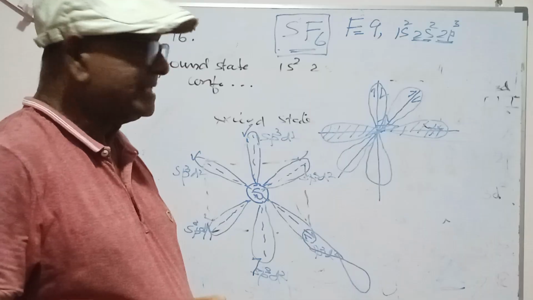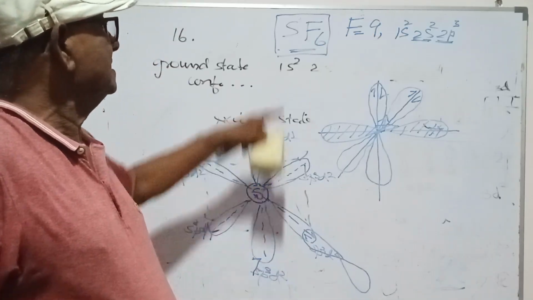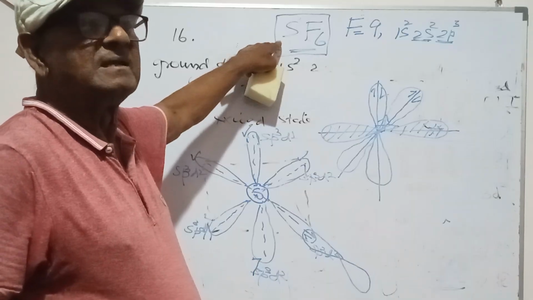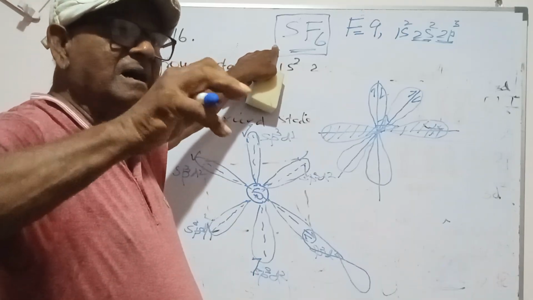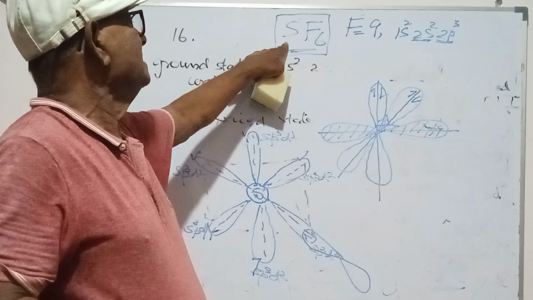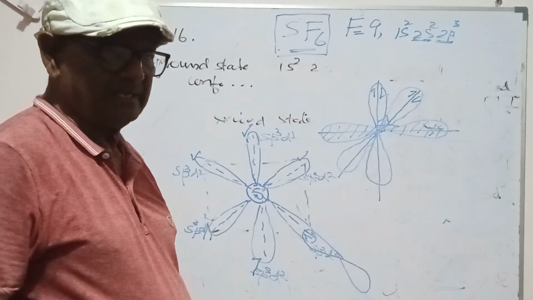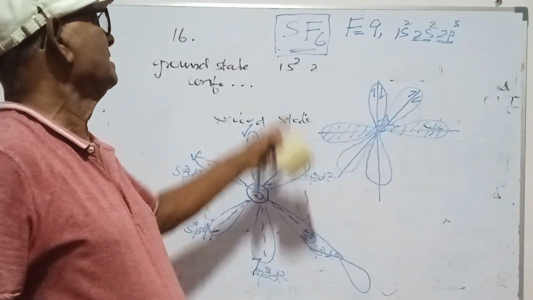Right? Then it is clear that for the formation of SF6, sulfur underwent sp3d2 hybridization.